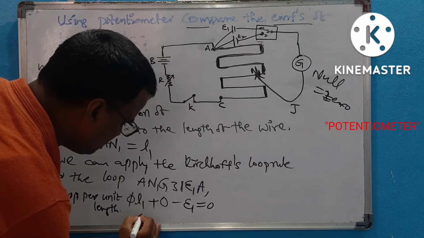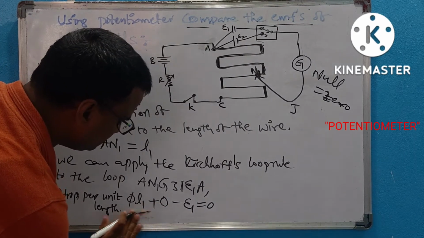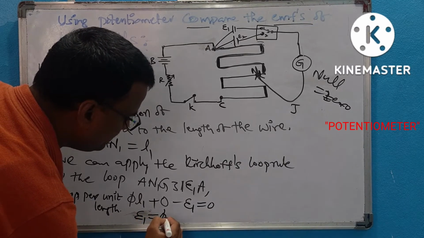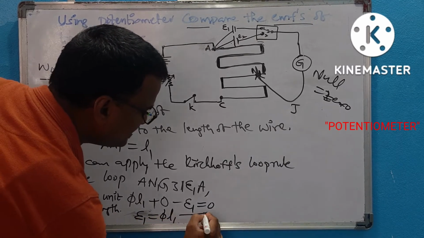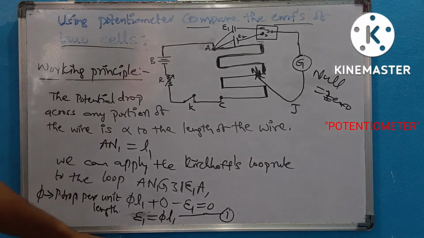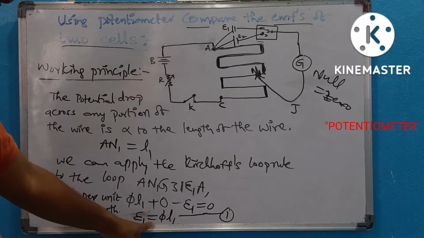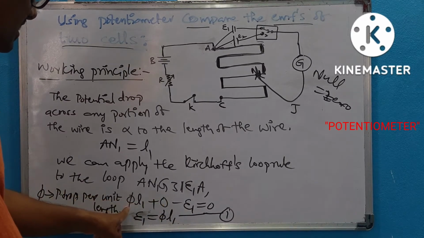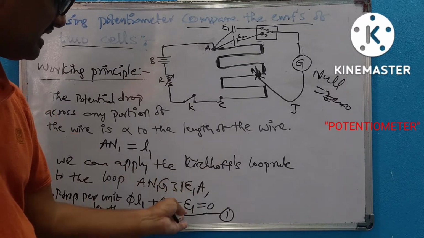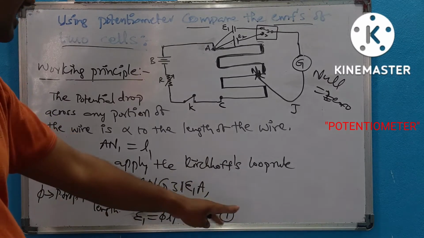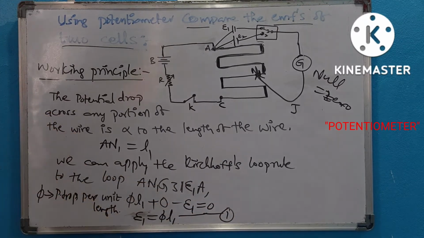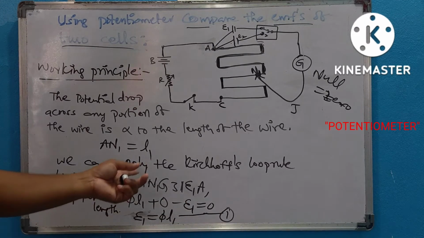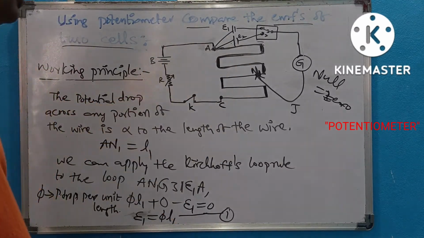So from this equation, what can we write? E1 is equal to phi L1. This is equation number 1. So the EMF E1 is equal to phi L1. This is minus E1, this is 0, this is phi L1. So if we write E1 on the right side, then E1 equals phi L1. Finally we get E1 equal to phi L1 after applying the Kirchhoff loop rule to the first loop.